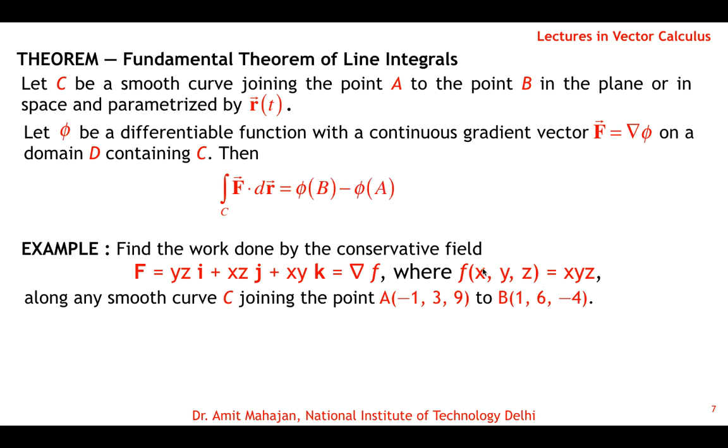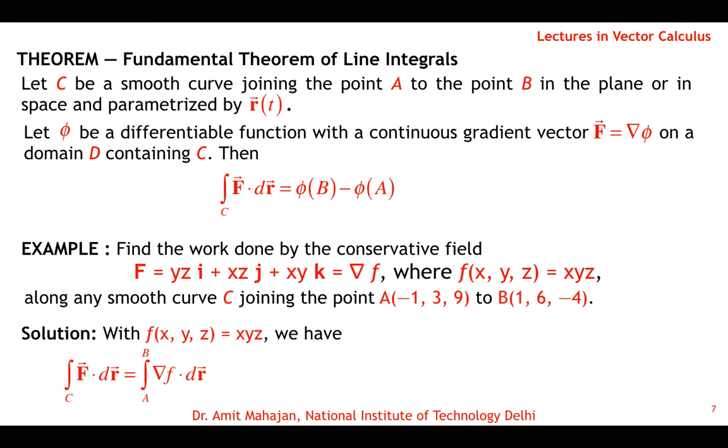Okay, so this is the potential function f(x,y,z) is equal to xyz. So the work done, that means the line integral of F dot dr, where F is this vector, can be calculated directly without solving the integral as the potential function value at B minus the potential function value at A. With this as the potential function, we have that F dot dr is grad f dot dr, and we can write it as the potential function at B minus the potential function at A.